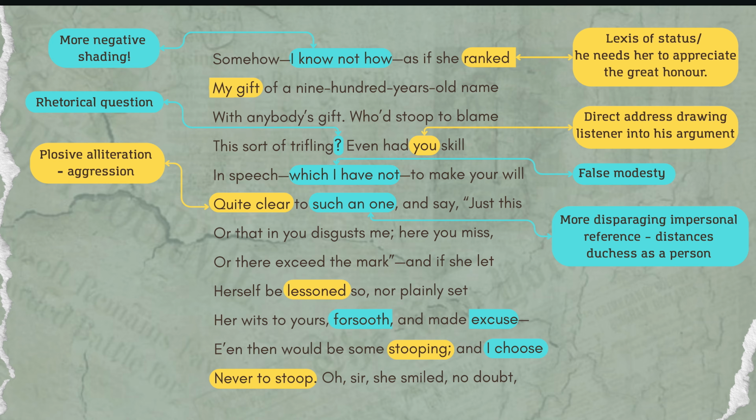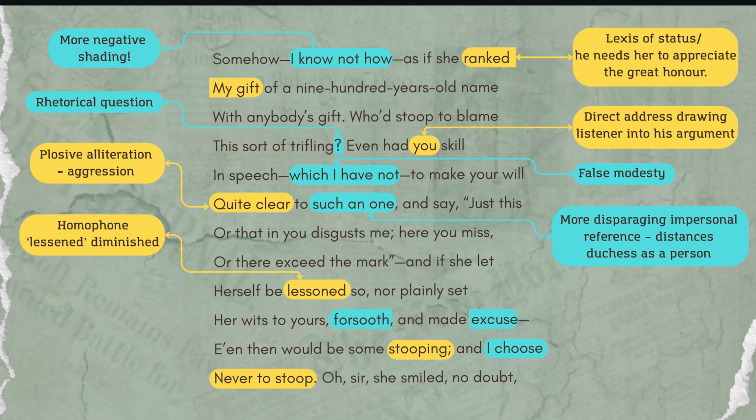It's distancing the Duchess as a person. Such an one. Very dismissive. And say just this or that and you disgust me. Think of that. Here you miss or there exceed the mark. And if she let herself be lessened so. So we've got this homophone here, lessened as in to be taught, but also lessened being diminished.